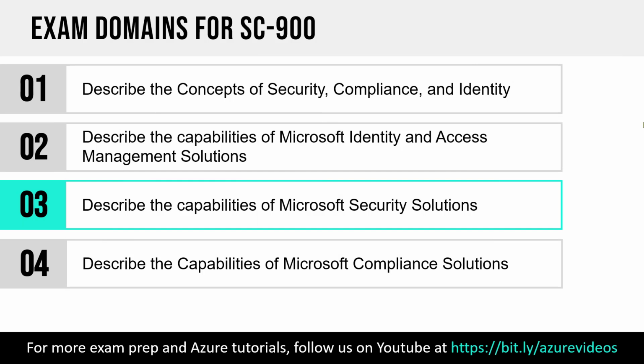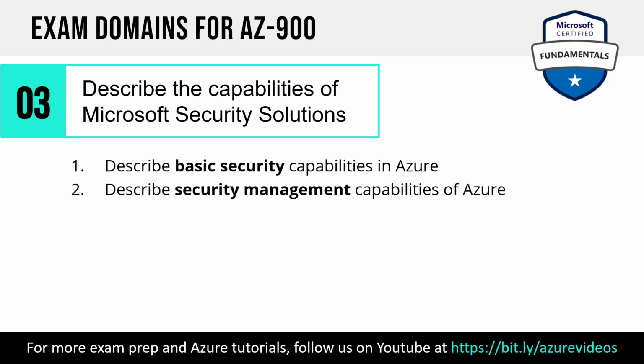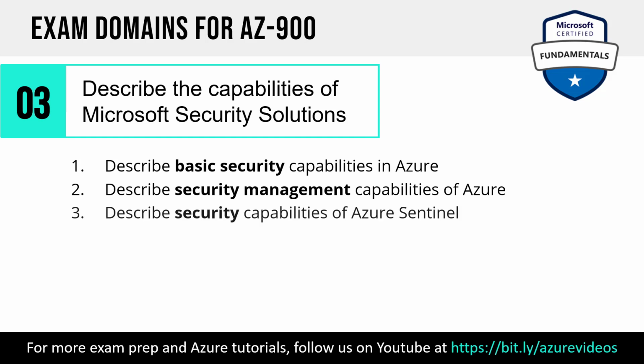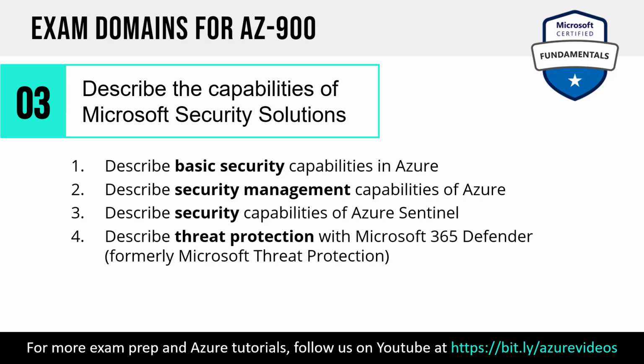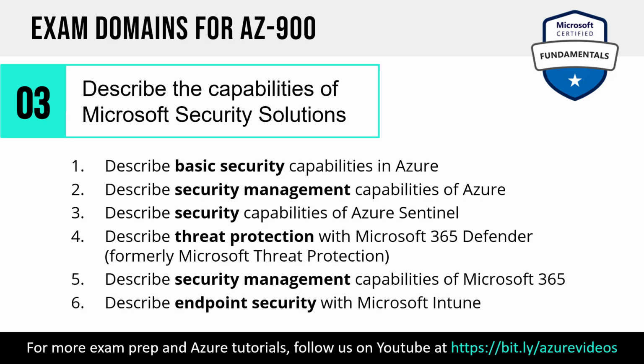Now we're on to Objective Domain 3, which is describe the capabilities of Microsoft Security Solutions. And within Objective Domain 3, we have some subheadings. We have describe basic security capabilities in Azure, describe security management capabilities in Azure, describe security capabilities of Azure Sentinel, and describe threat protection with Microsoft 365 Defender. Next, we have describe security management capabilities of Microsoft 365 and describe endpoint security with Microsoft Intune. So let's dig into these.